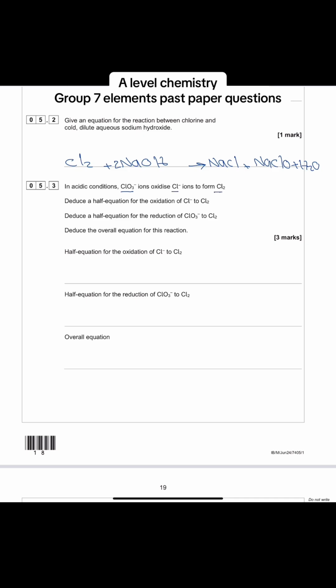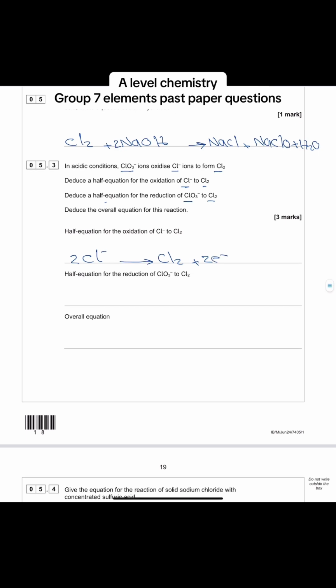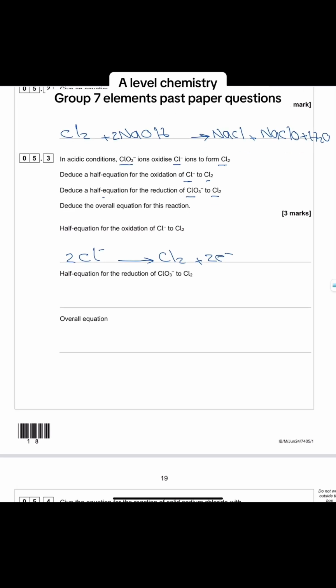In acidic solution, chlorate ion oxidizes chloride ion to form chlorine. And now they ask you to deduce the half equation for the oxidation of chloride to chlorine and the half equation for the reduction of chlorate to chlorine and the overall equation for this reaction. The oxidation of chloride to chlorine should be very straightforward because it's just 2 of the chloride will give us the chlorine plus 2 electrons. And then the chlorate one. So how would we write this?